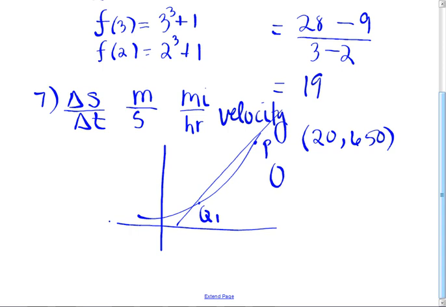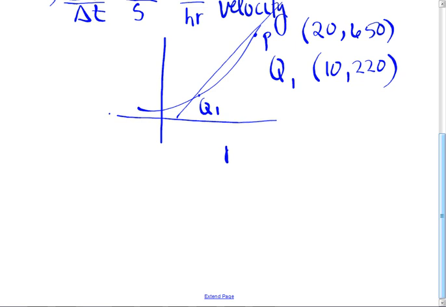And Q1 is at, oh, we can estimate, it's 10. I said it was 220. I'm not always right. And you just calculate the slope, just like we did with the fruit flies yesterday. Well, you got to watch your order. So the slope of PQ1 is equal to 650 minus 220 over 20 minus 10.